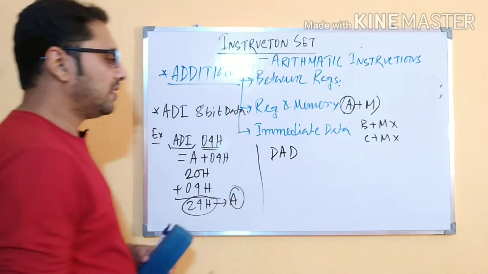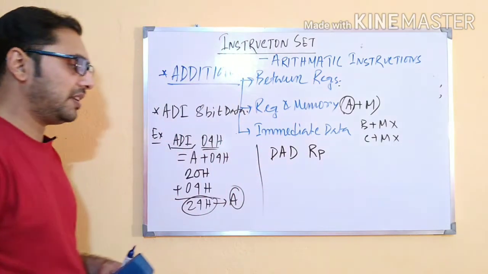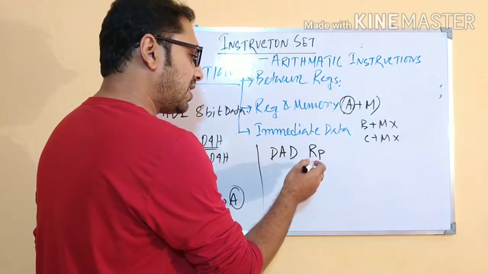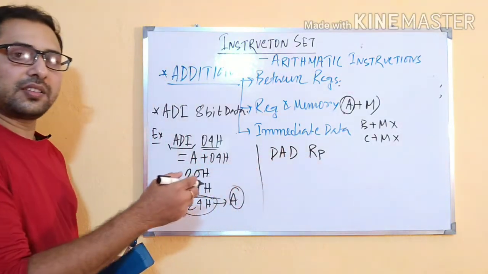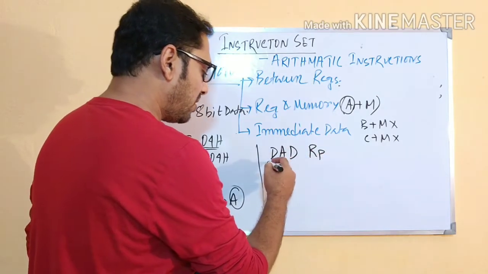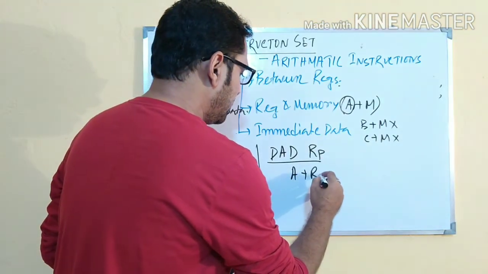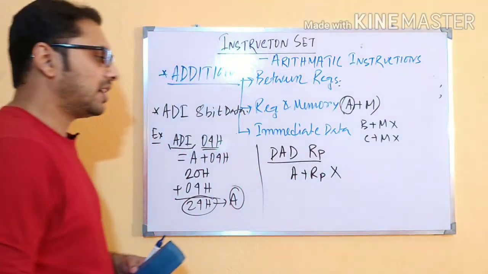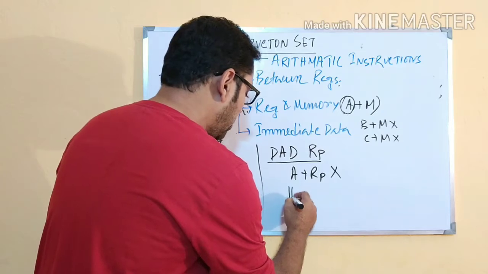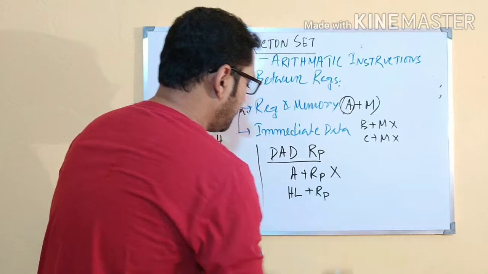DAD. How to write down? DAD space then register pair RP. What does it mean? It means the addition of the content of register pair with HL register pair. Once again we need to remember here, this instruction means, what do I want to perform? A plus RP? No, that will be wrong. That's an exceptional instruction here. This means the content of HL register pair plus the content of RP.